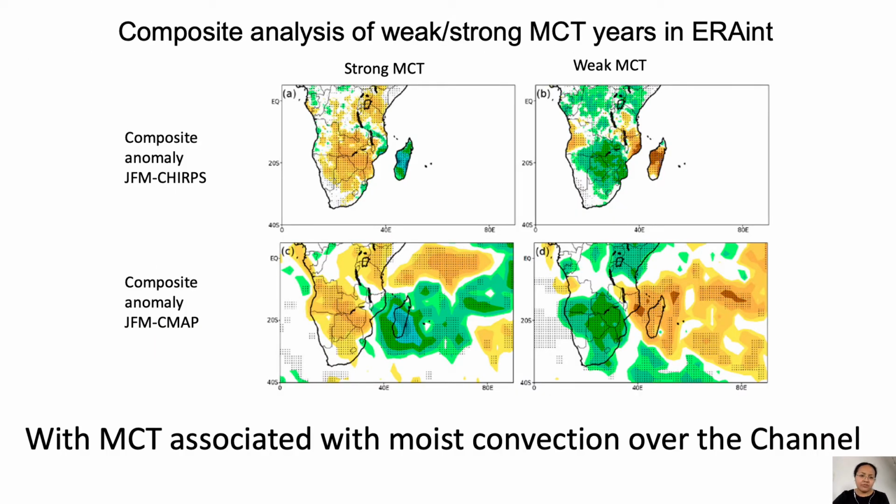Again, another previous study, by analyzing the composite of weak and strong MCT years in the ERA-Interim data, shows that for strong MCT years, there is a tendency of having less rainfall over mainland Africa and excess rainfall over Madagascar, and vice versa for weak MCT. And the MCT is actually associated with the most convection over the channel in that study.